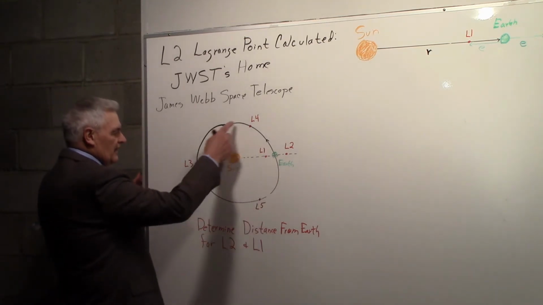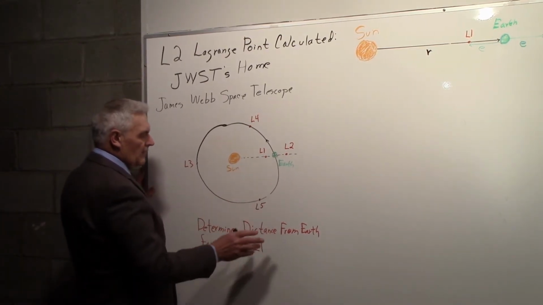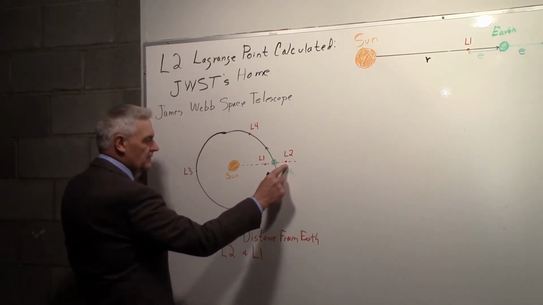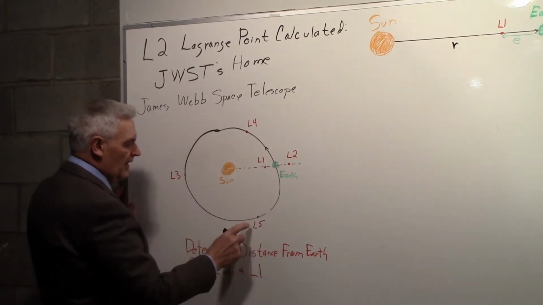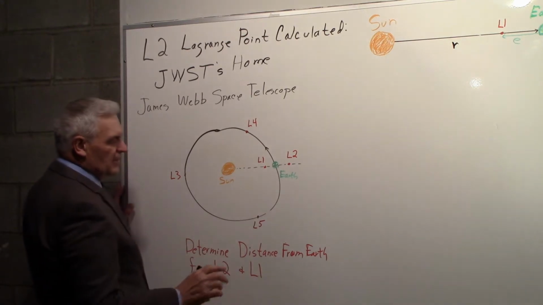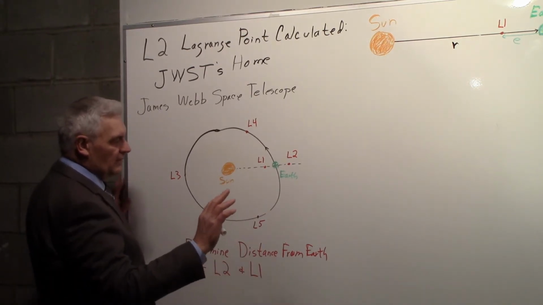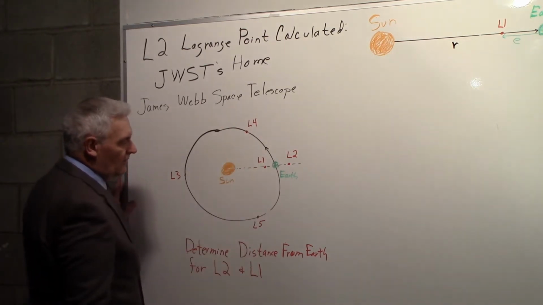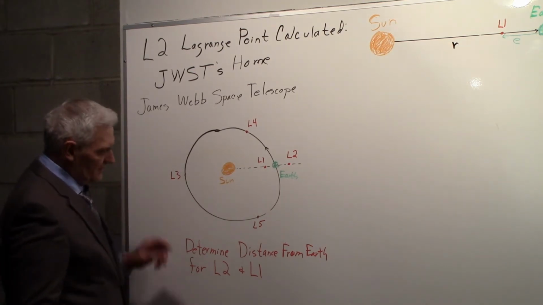So here we have the Earth going around the Sun, and there are a number of Lagrange points. The one we're really interested in is L2. There's also L1, L3, L4, L5. The L2 and the L1 Lagrange points aren't really stable. You put something there to try to keep it there, you actually have to do some maneuvering to keep it there. The L5 and the L4 are stable. I don't think the L3 is very stable.